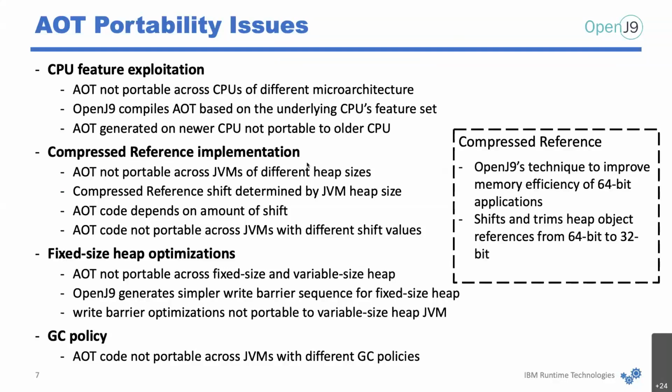Another minor portability issue is that due to the optimizations we do for constant size heap, OpenJ9's AOT is not portable across constant size heap and variable size heap. The one thing we found is that when the compiler realizes the heap is fixed in size, it will generate a simpler write barrier sequence, which will not work for a variable size heap. And lastly, another portability issue is related to GC policies. AOT code is not portable across JVMs with different GC policies.